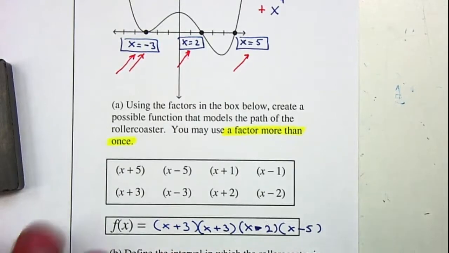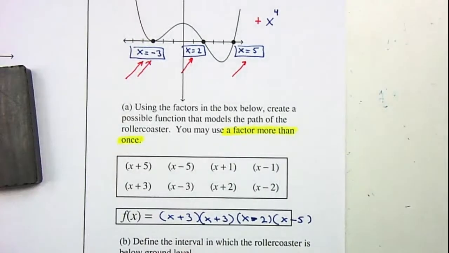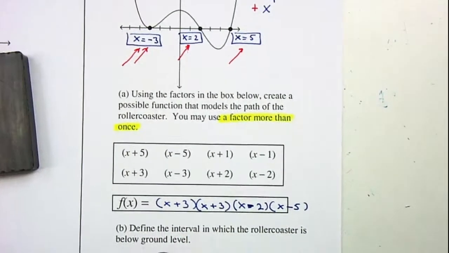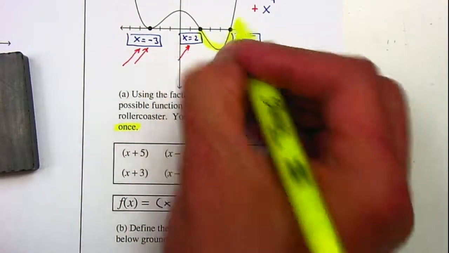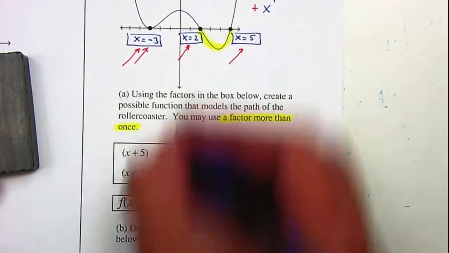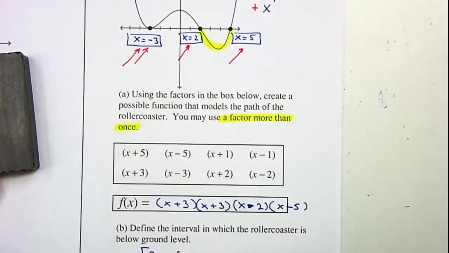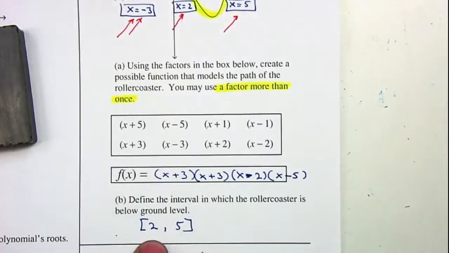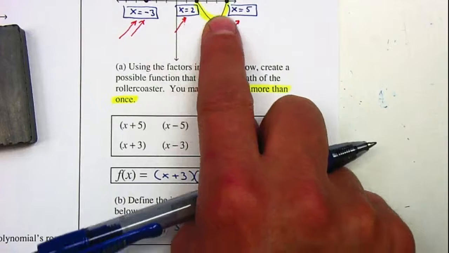The last question says define the interval in which the roller coaster is below ground level. So if you look at the function, where is it below ground level? It's just in this section here. So starting at x equal to 2, going all the way over to x equal to 5. So in that interval, that's where it goes below ground. And you can see it very clearly between 2 and 5.